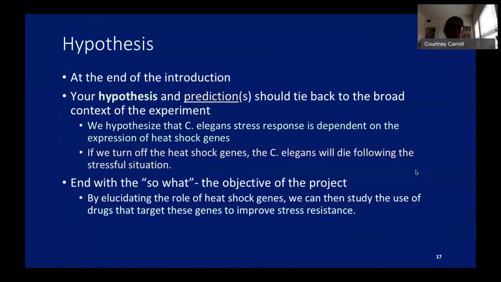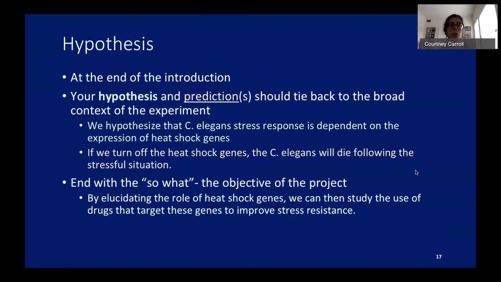So we hypothesize that C. elegans stress response is dependent on the expression of heat shock genes. That's a hypothesis. So the prediction that comes from that is if we turn off the heat shock genes, the C. elegans will die following a stressful situation. A hypothesis can lead to a prediction.